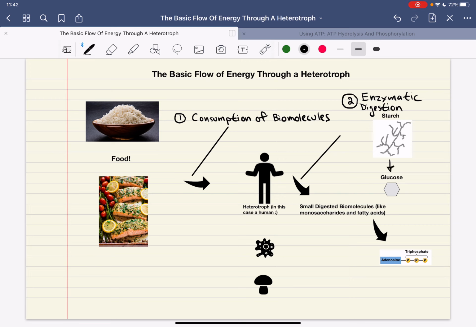Now, this is largely happening outside of your cells. This is happening in your digestive system. So, your stomach, your small intestine, and it's subsequently these smaller molecules that are digested, like glucose and amino acids, for instance, are absorbed through the cells that line your small intestine, then transported into your bloodstream, and then finally dispersed to the individual cells throughout your body.